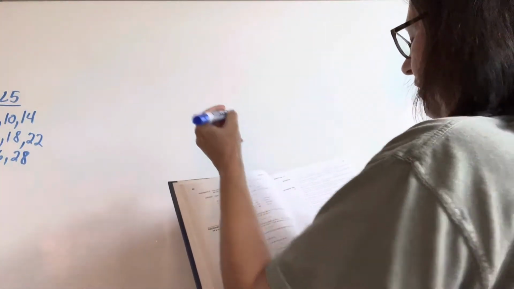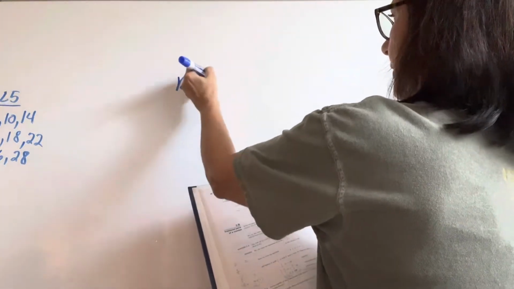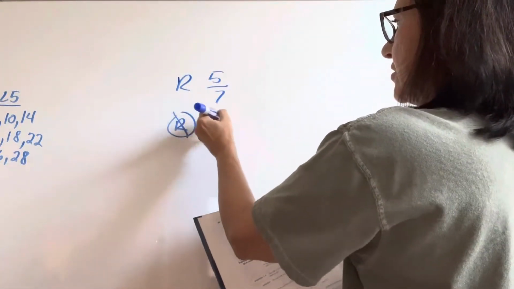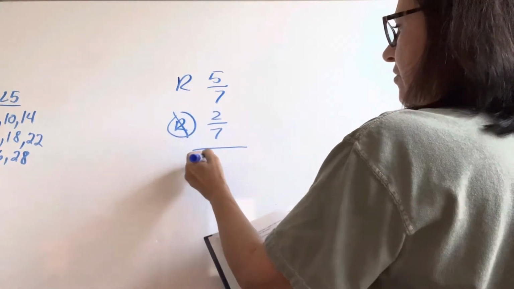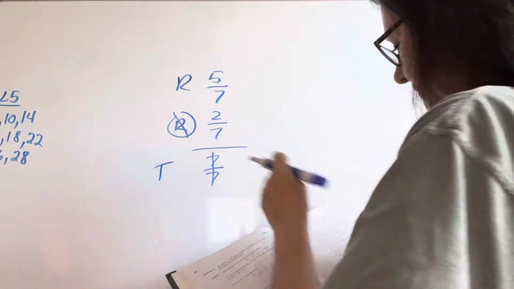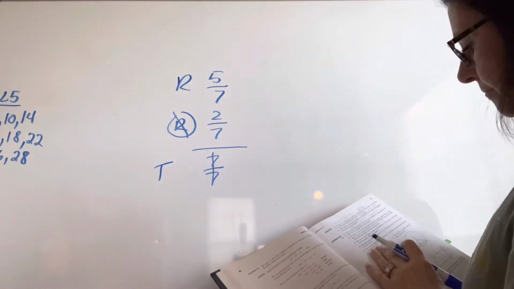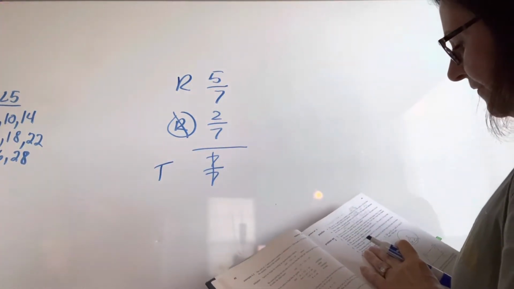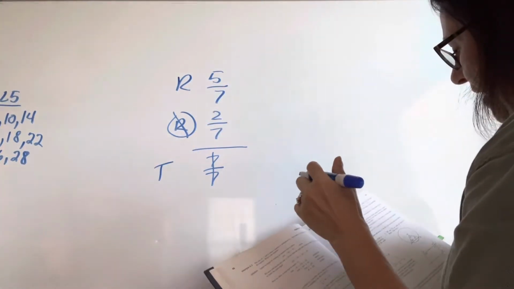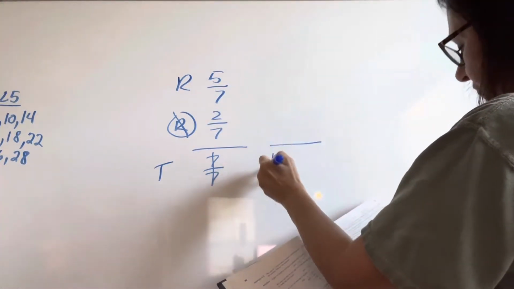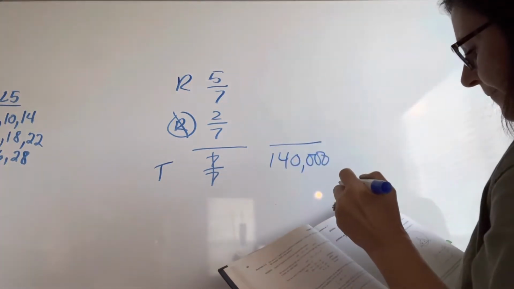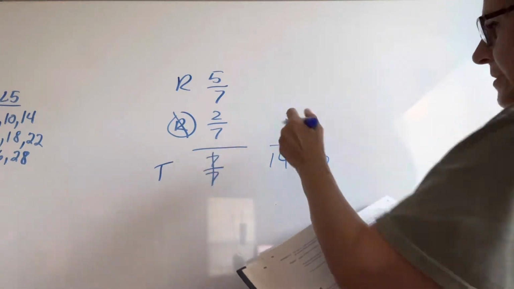5/7 of the Tartar rode horses. So, who rode? 5/7. Who did not ride? 2/7. For a total of 7/7 or 1. That's the total. So, 5/7 of the whole horde rode horses. Now, there were 140,000 total in the horde. How many did not ride horses?